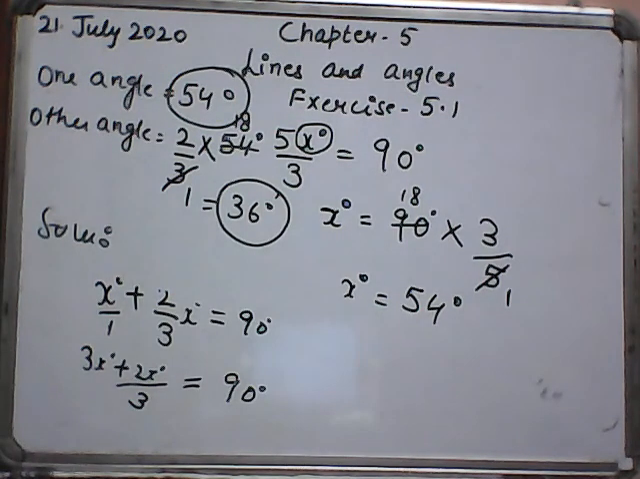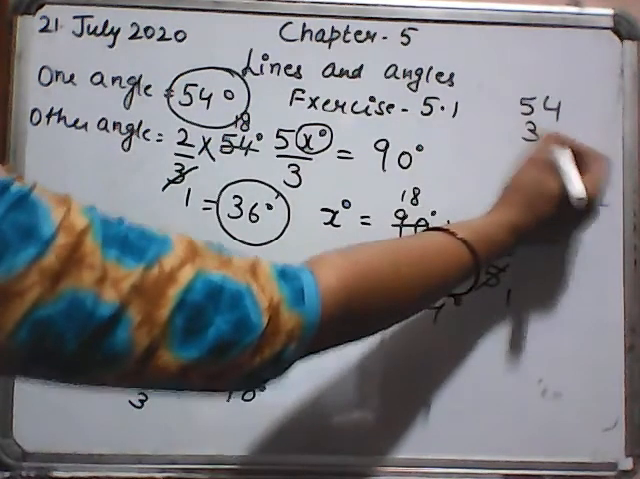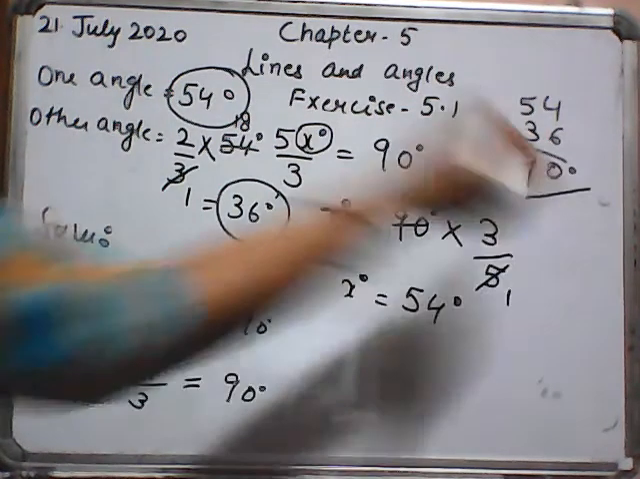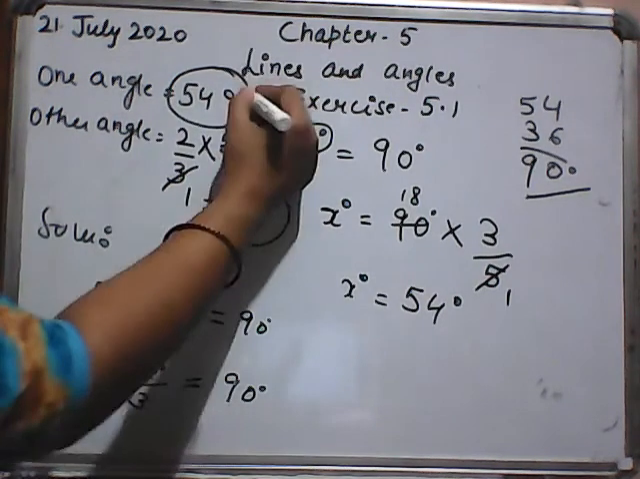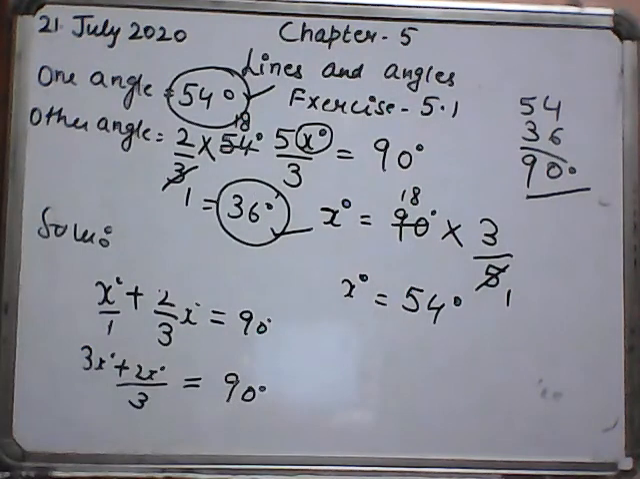Now the condition given is, out of a pair of complementary angles. You can check whether these two angles are complementary or not. How can we find the sum of these two angles? 54 degree plus 36 degree equals 90 degree. When the sum of two angles is 90 degree, the pair of angles is complementary. So we found one angle is 54 degree and the other angle is 36 degree. Thank you.